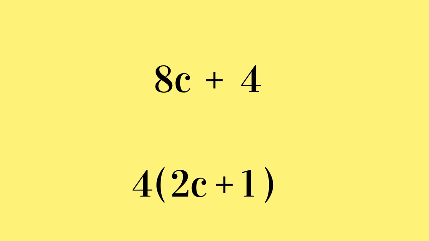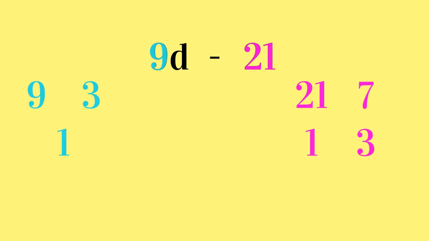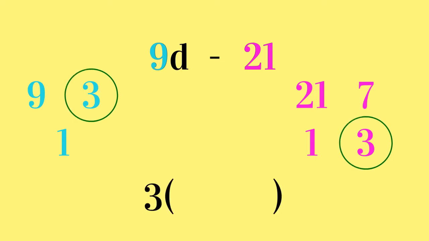You may need to factorise expressions containing negative numbers. For example, 9d subtract 21. To find the highest common factor of these terms, it helps to ignore the negative sign for now and work out the highest common factor of 9 and 21, which is 3. So 3 goes on the outside of the brackets.